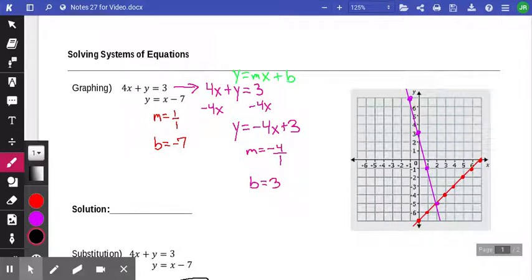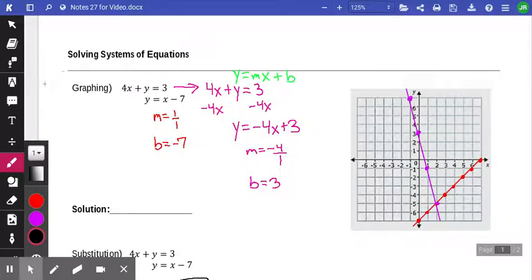Welcome back, students. Today we are going to continue solving systems of equations. So far we have done so by graphing and by substitution, and today you're going to learn a third method called elimination. So real quickly, I have two examples. Actually, it's the same example solved using the previous two methods.